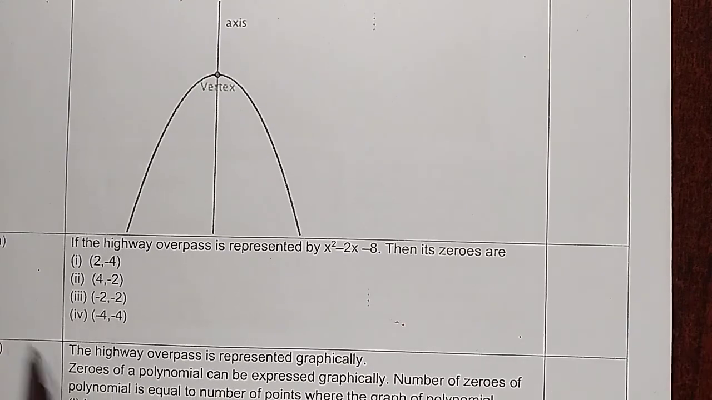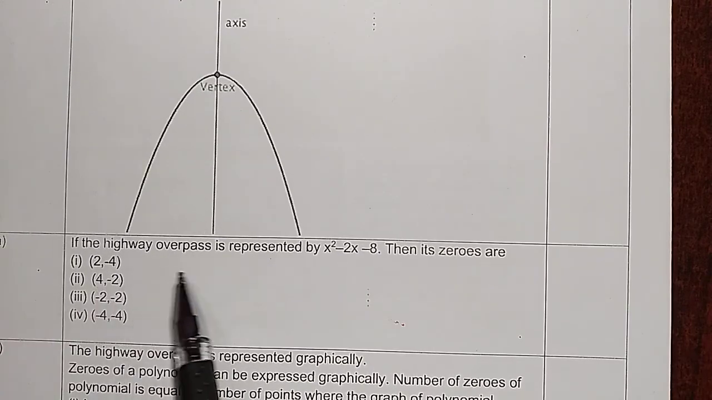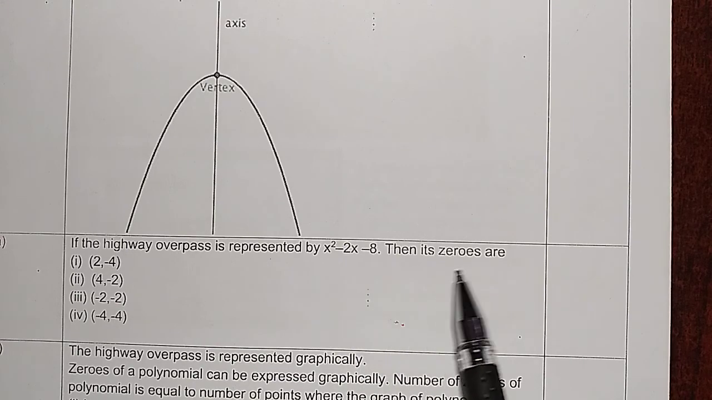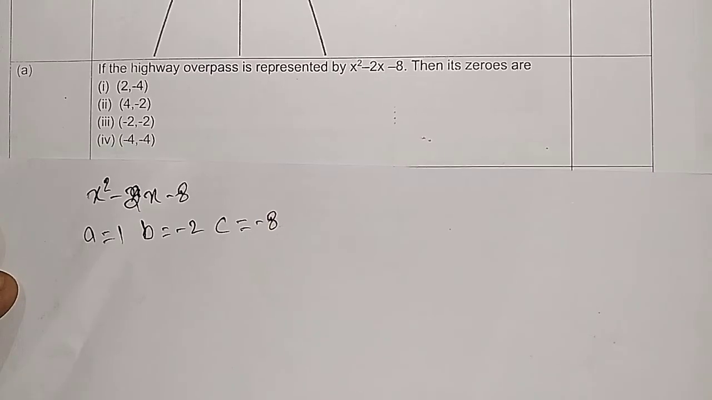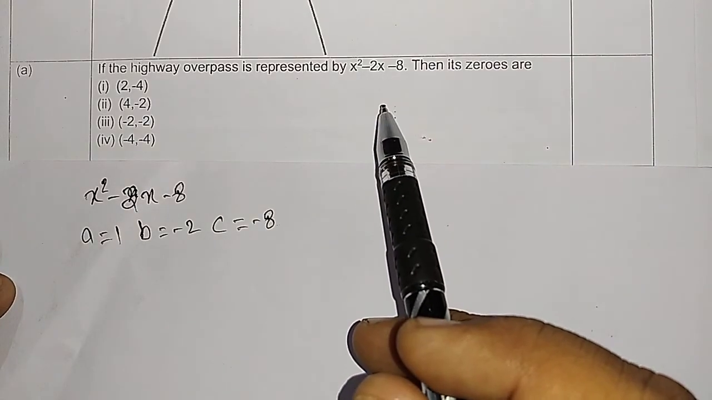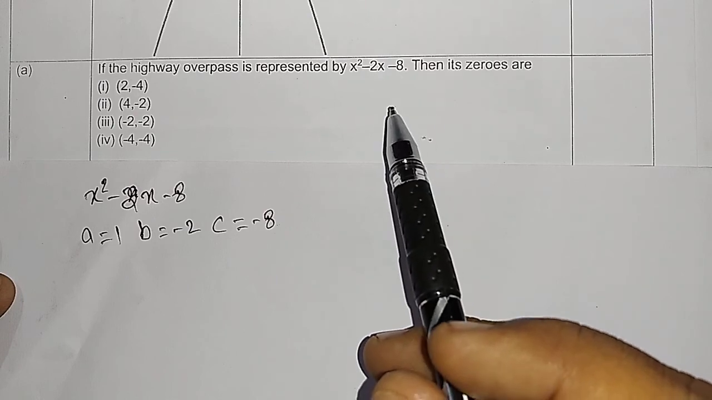So we have to solve the first question. A: if the highway overpass is represented by x square minus 2x minus 8, then its zeros are. Now we have to solve this quadratic equation with mid-term splitting.